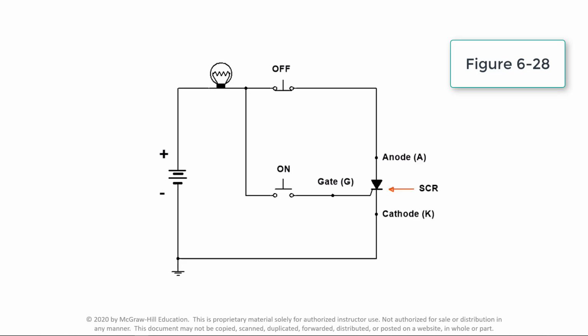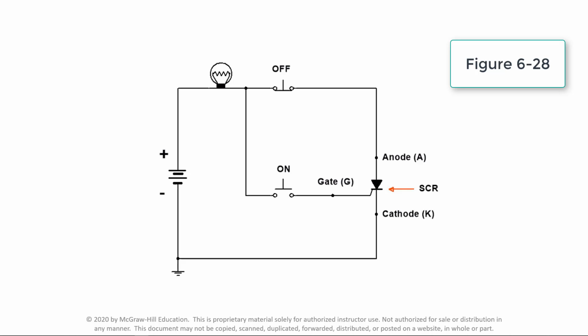negative terminal of the battery through the cathode gate junction, through the switch, through the bulb, and back to the battery's positive terminal. This gate current should cause the SCR to latch on, allowing current to go directly from cathode to anode without further triggering through the gate.